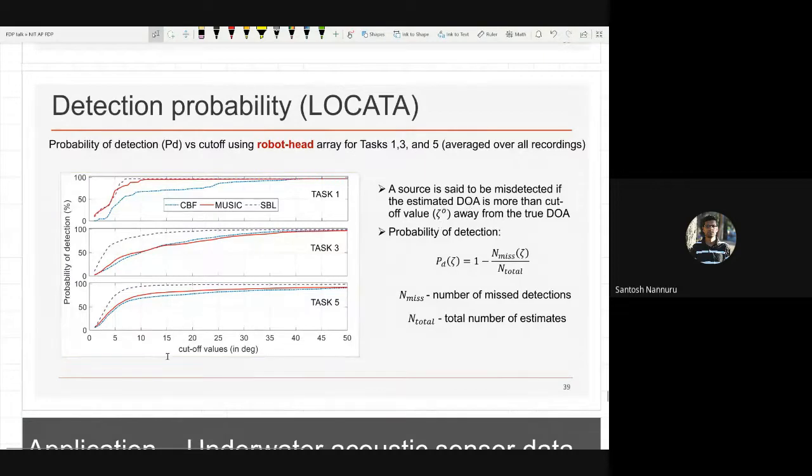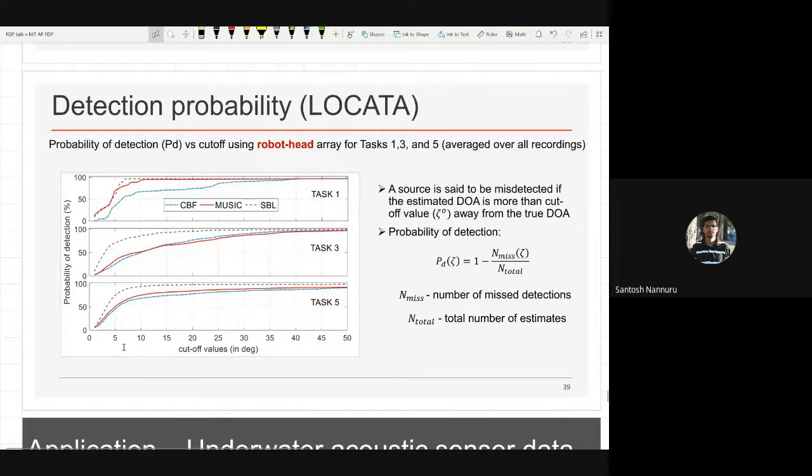So there's a cutoff; the horizontal axis is the cutoff angle. If the estimated angle is more than some zeta degrees away, then I say it's misdetected or not found. And if it's within that, I say it is correctly detected. So it adds to the detection probability. So the formula is given, for various cutoffs, you see.